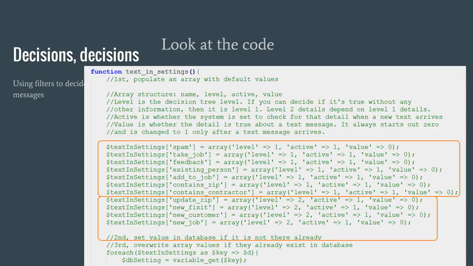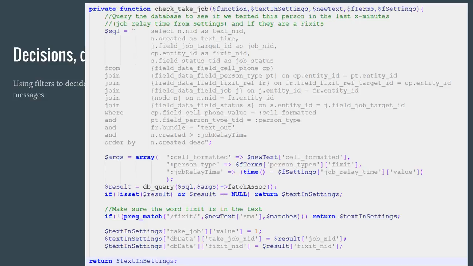And here's that same array that we looked at a second ago in the settings file. As you can see, the part of the array that's on the top here is the level 1 filters. Those are the ones where you can make a direct observation and make a decision on whether they're true or not. But the ones on the bottom are the level 2 filters, and those are the ones where you have to make a deduction.